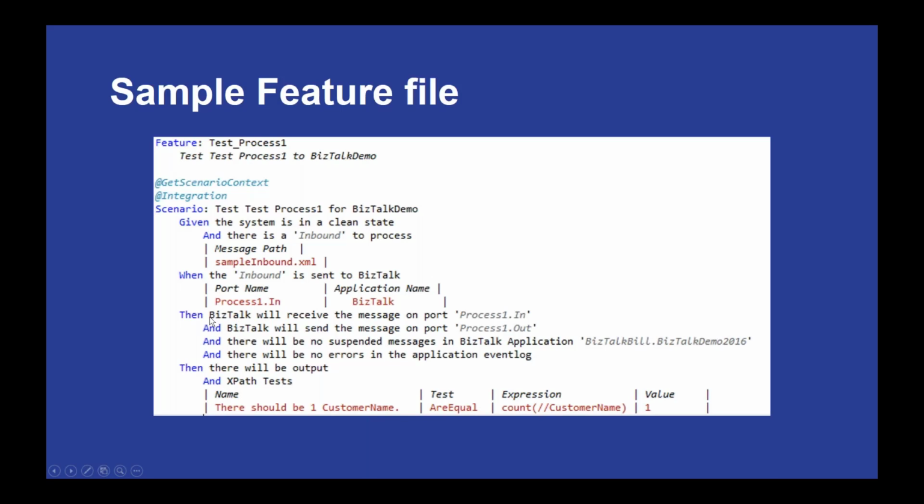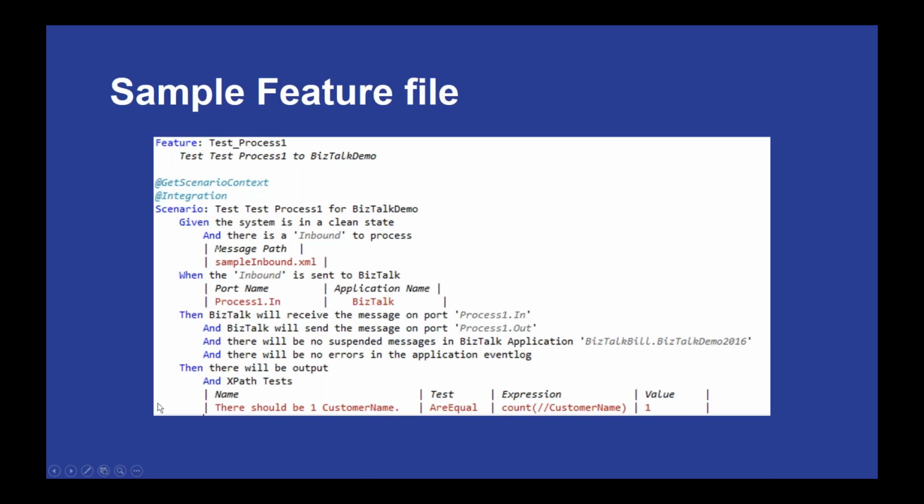Then it basically says BizTalk will receive a message on this port. BizTalk will send a message on this port, and there will be no suspended messages in BizTalk application, that application name, and you can put a comma and have multiple application names. And then there will be no errors in the application event log.